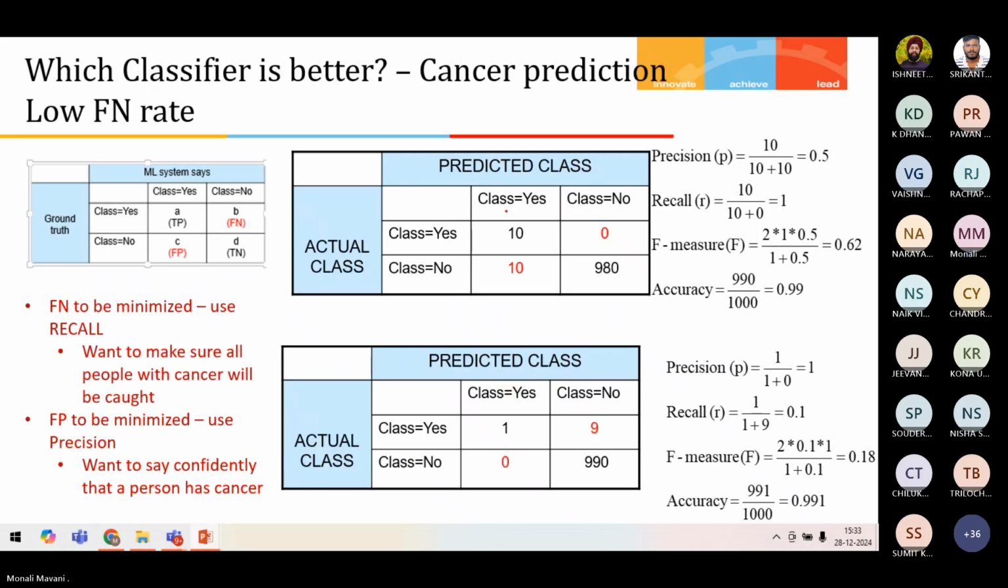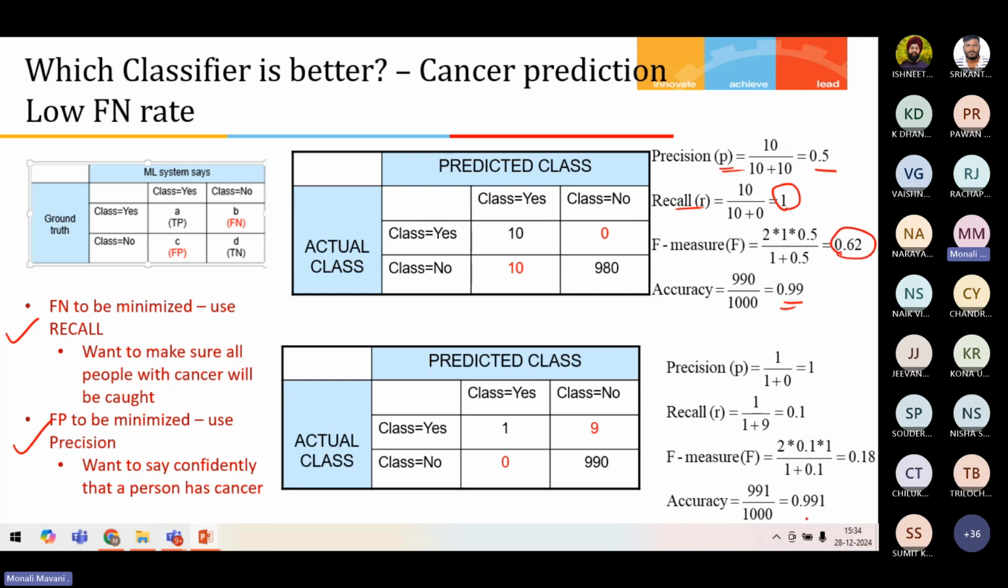That's another measure. Okay, now you can just read this slide and tell me which model is better. I've written some comments here. But before that, you can look at the numbers and the confusion matrices and try to understand which you should pick. The first one: precision is 0.5, recall is 1. The F measure is 0.62 and accuracy is 0.9.